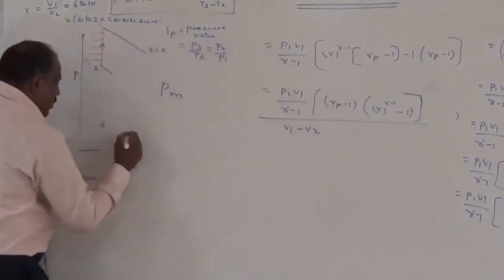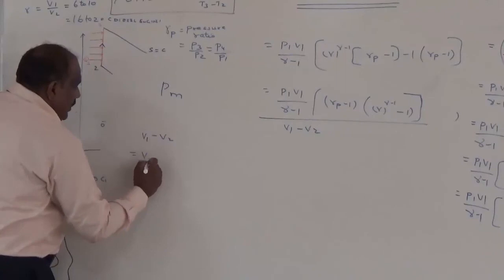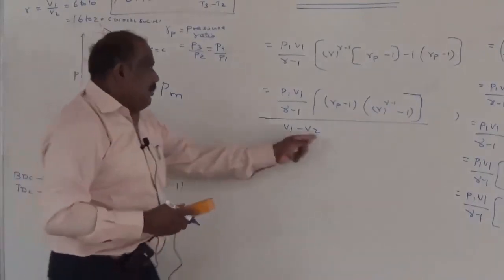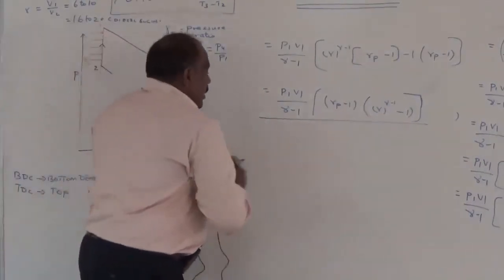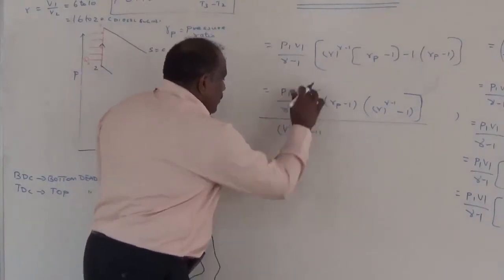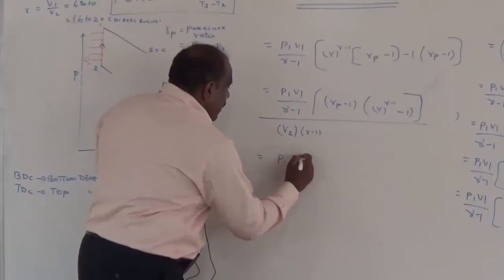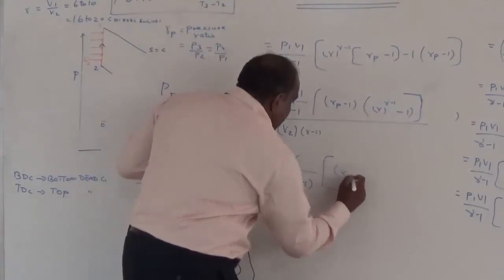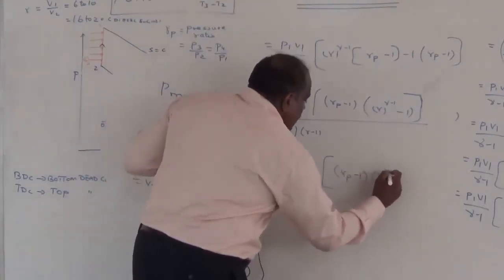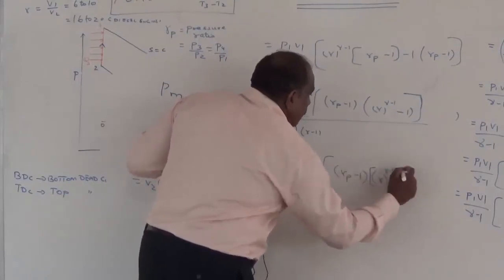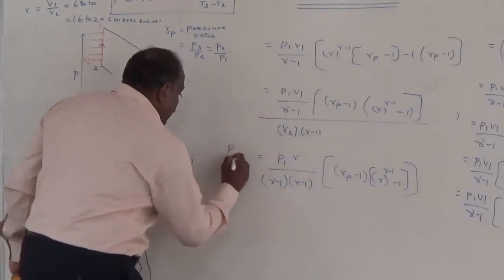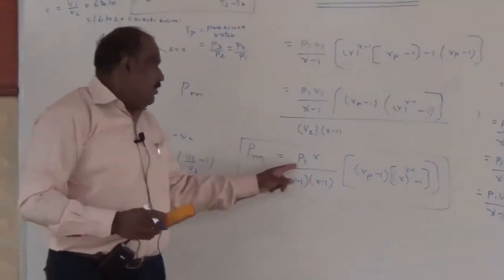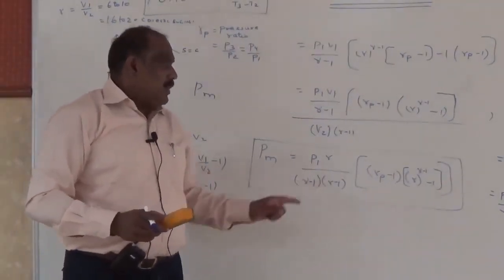So this V1 minus V2 can also be written with V2 as the common term. So V1 by V2 minus 1 is nothing but V2 into R minus 1. So the denominator can be replaced by V2 into R minus 1. So this V1 by V2 will become R, and gamma minus 1 into R minus 1 into this bracket term, RP minus 1 into R power gamma minus 1 minus 1. Okay, so this is the formula for the mean effective pressure which is developed in the IC engine. So PM will be equal to P1 into R divided by gamma minus 1 into R minus 1, times this term. So this is the value.